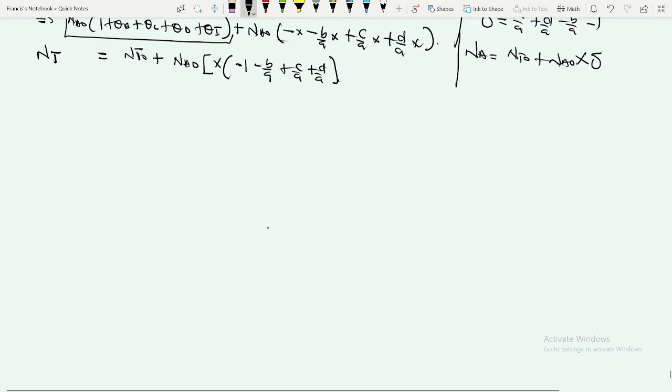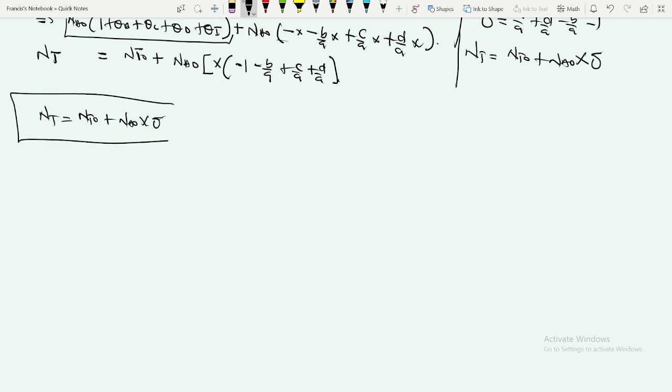So the whole of the stoichiometric table was actually to establish the fact that N_T, sorry, did I say N_A? N_T is equal to N_T0 plus N_A0 x phi. So this is what we wanted to establish.